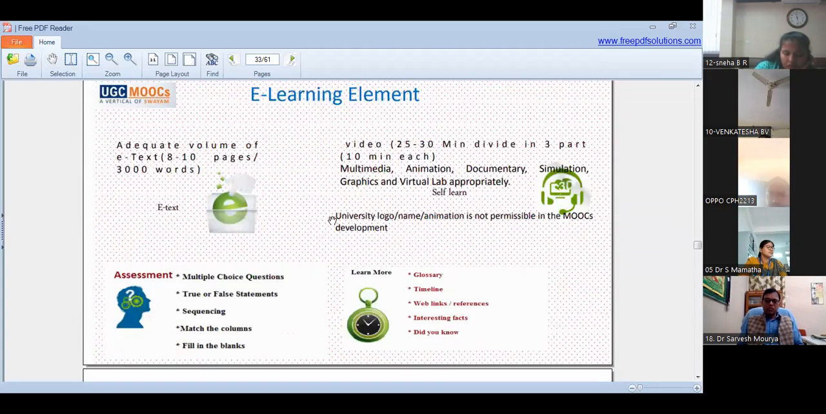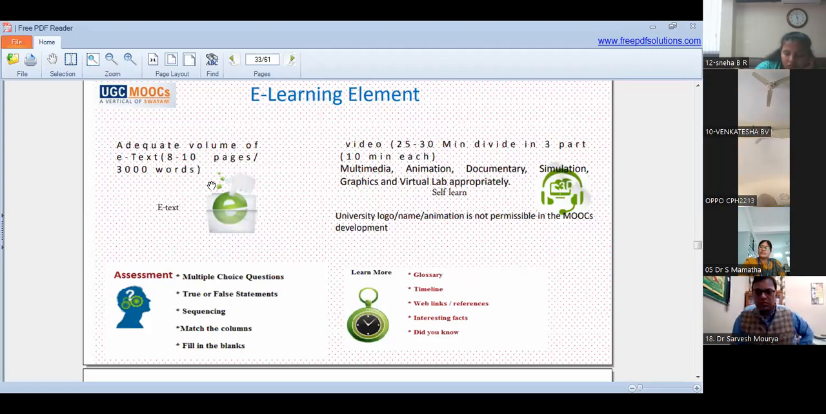Taking the entire set of e-learning elements, weightages have already been given, and each script is about 3000 words, along with e-quality and e-test. Then videos of 25 to 30 minutes have to be divided into 3 parts of 10 minutes each. In our university, we have the Education Multimedia Research Center, which we call EMMRC. EMMRC will look into your video and other components.